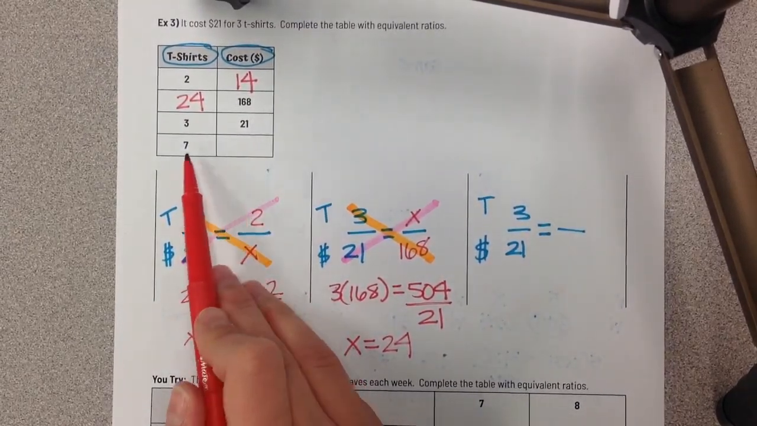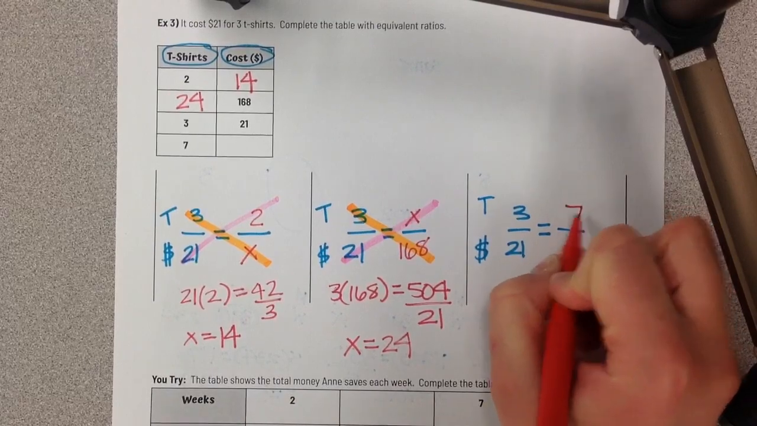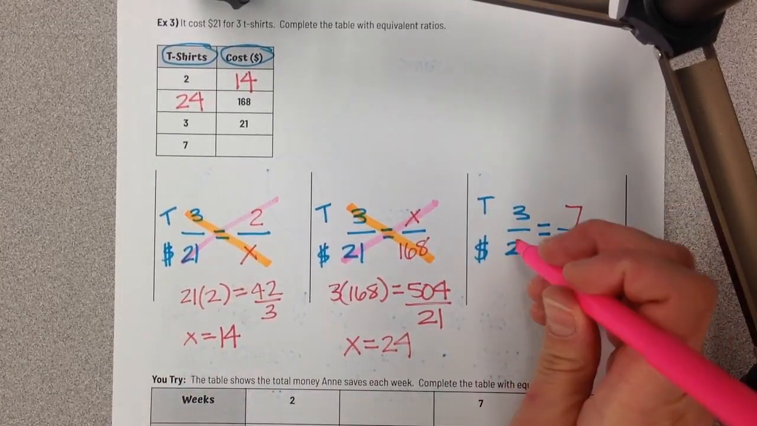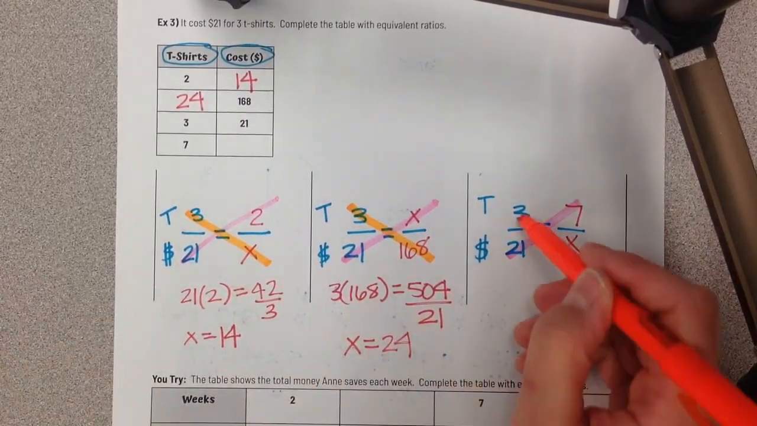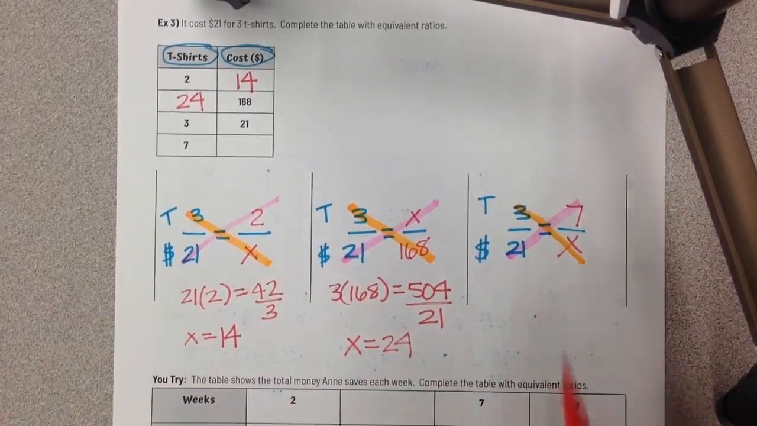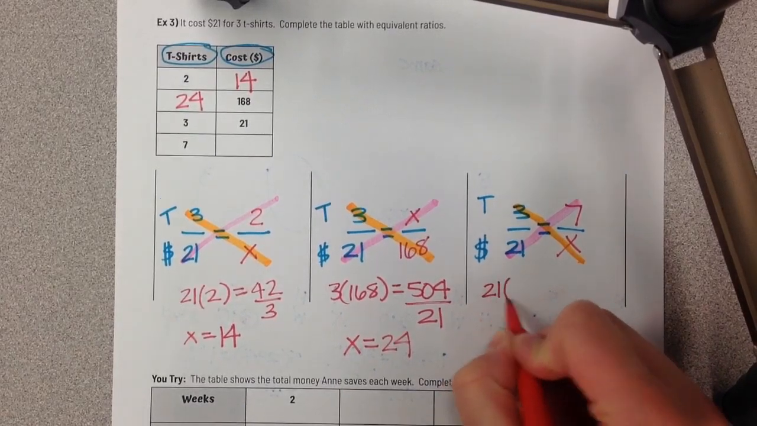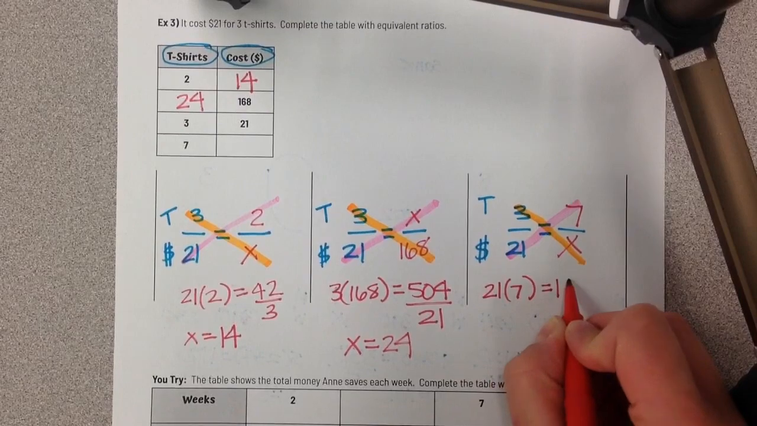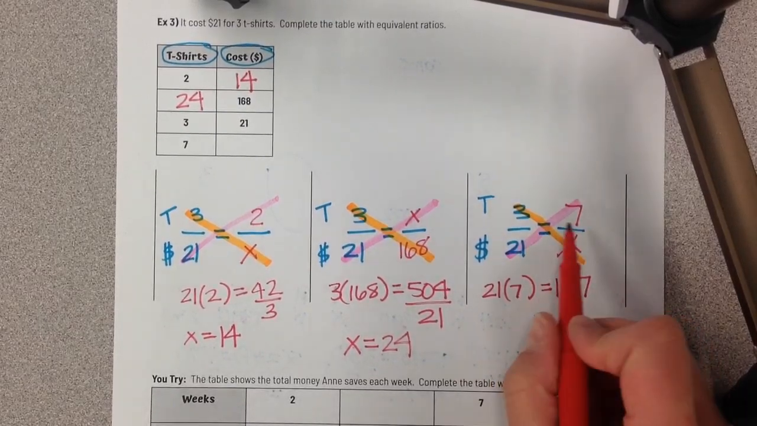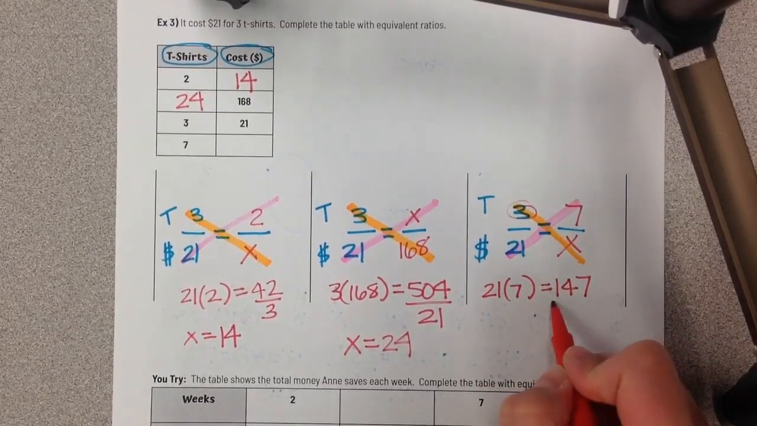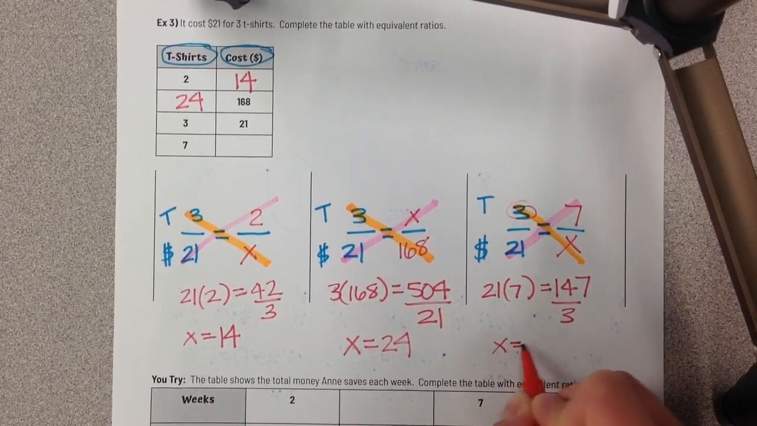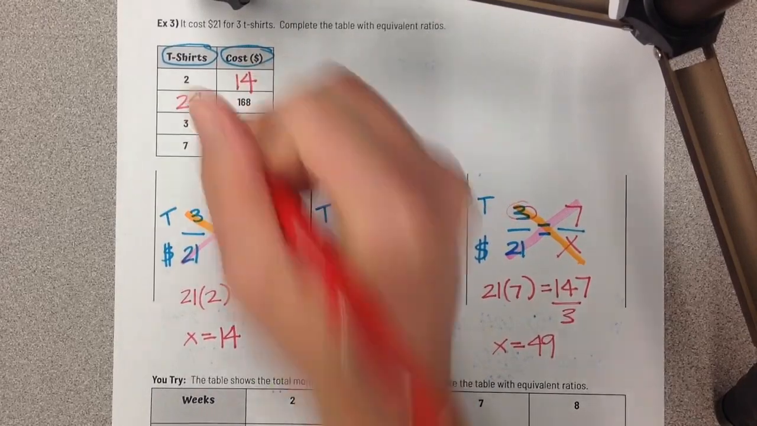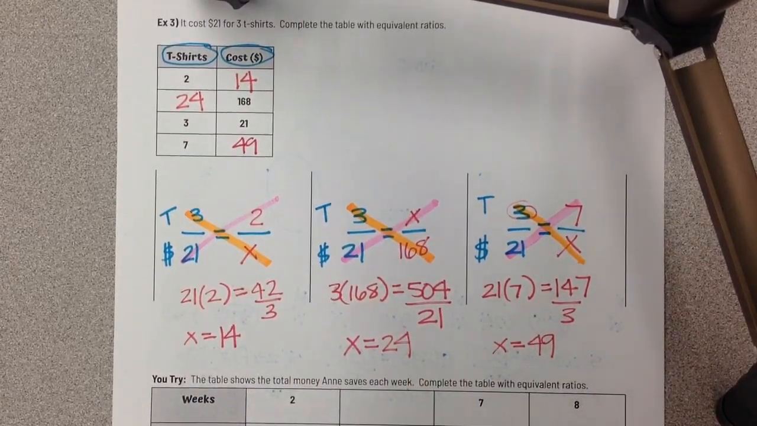Last one to fill in here. If I wanted to buy 7 t-shirts, how much would it cost me? I'm going to highlight, multiply 21 times 7, which equals 147. And then I'm going to divide by 3, and x equals 49. So it would cost me $49 if I wanted to buy 7 t-shirts.